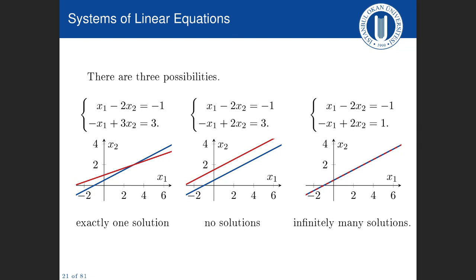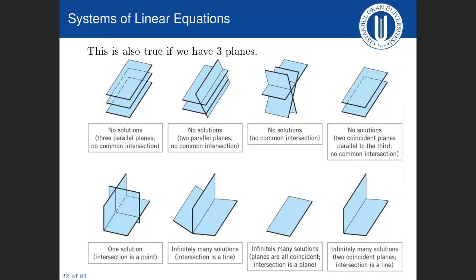What about if we had 3 planes, then it's also true. We might have 0 solutions. We might have exactly 1 solution if the 3 planes intersect in 1 point. Or we might have infinitely many points if the 3 planes intersect in a line, or if they intersect in a plane, if they're really just 3 different equations for exactly the same plane.